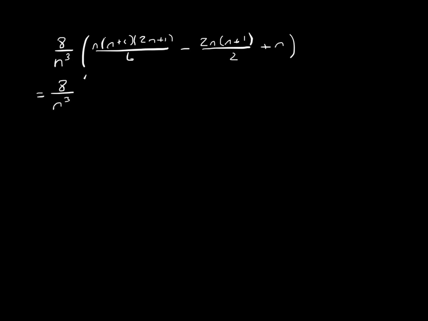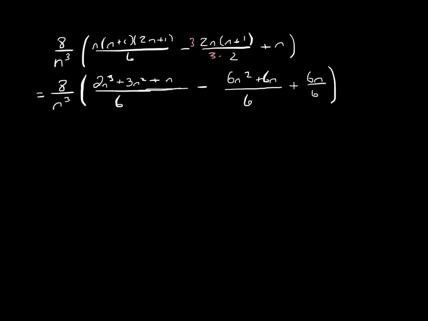So let's combine all of this. This is over 6. So we'll have in the numerator 2n cubed. Our middle term will be 3n squared. And then plus n minus, we need a denominator of 6, so we'll need to multiply this by 3 and this by 3. So we have 6n squared plus 6n plus 6n over 6. Okay, let's combine all of those like terms.